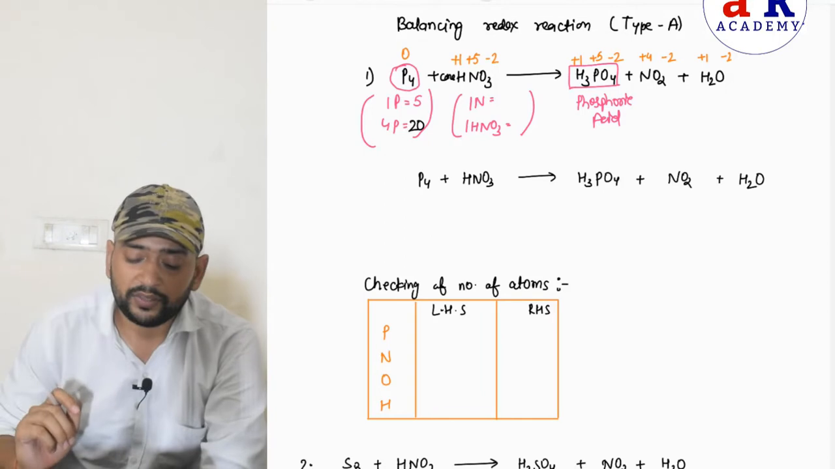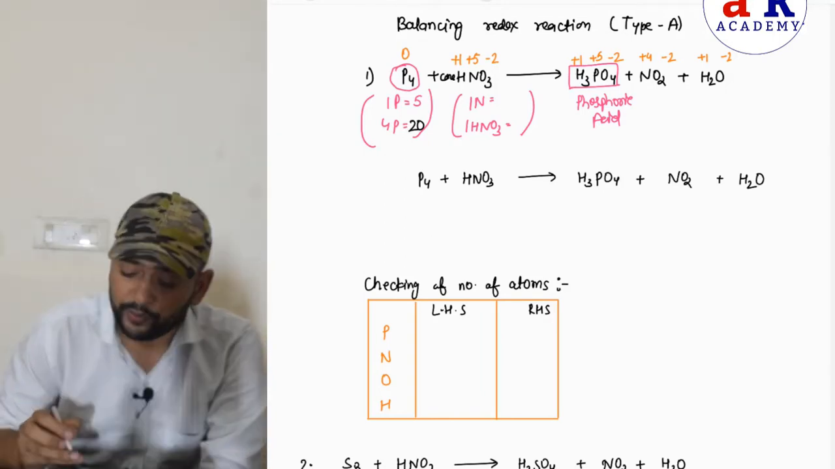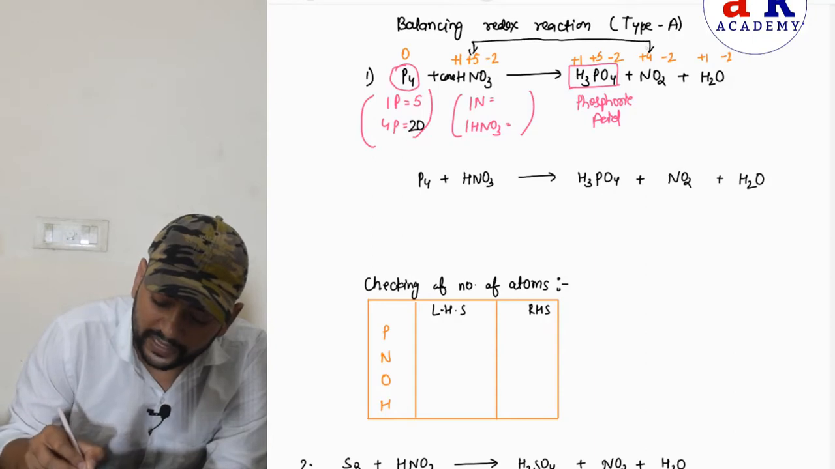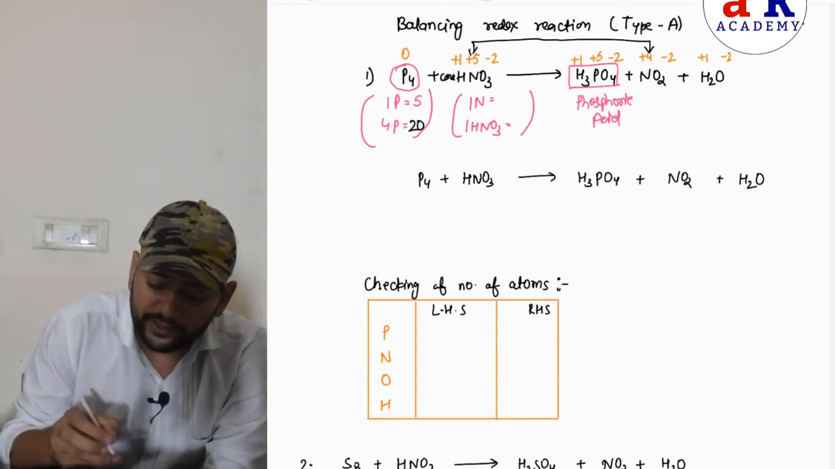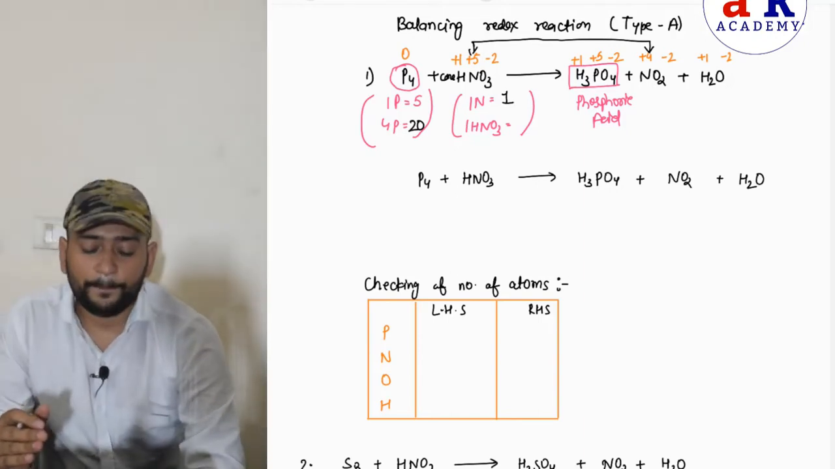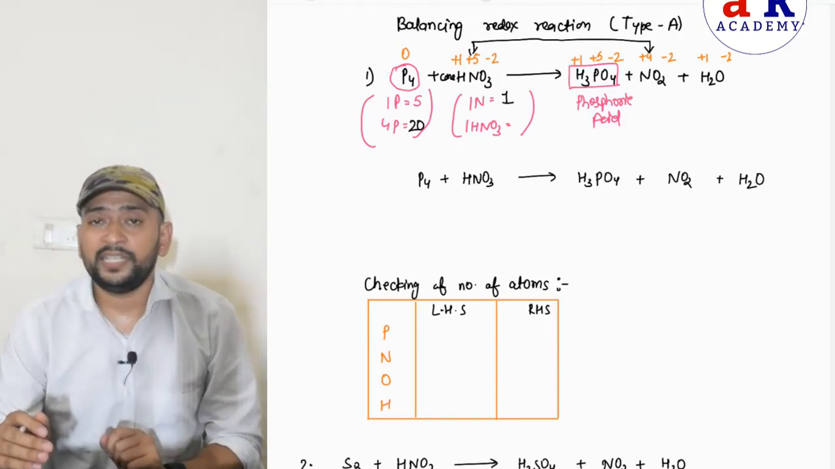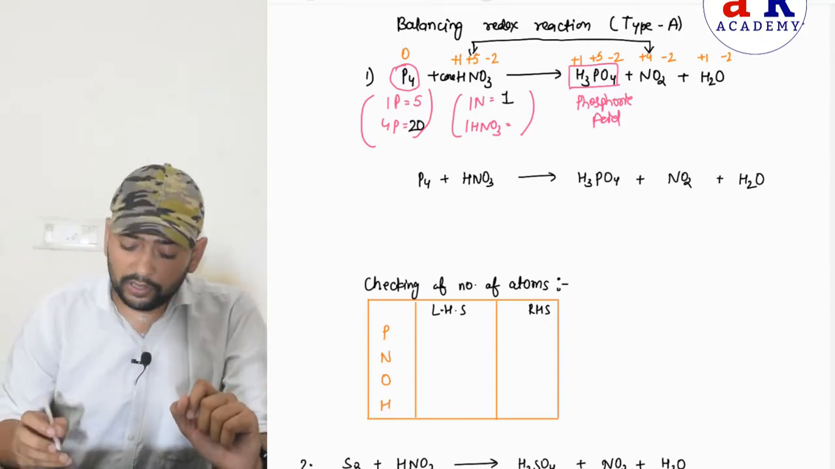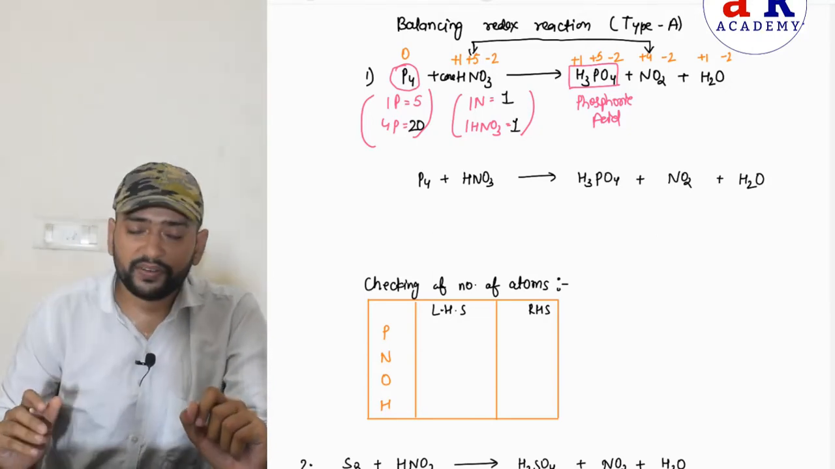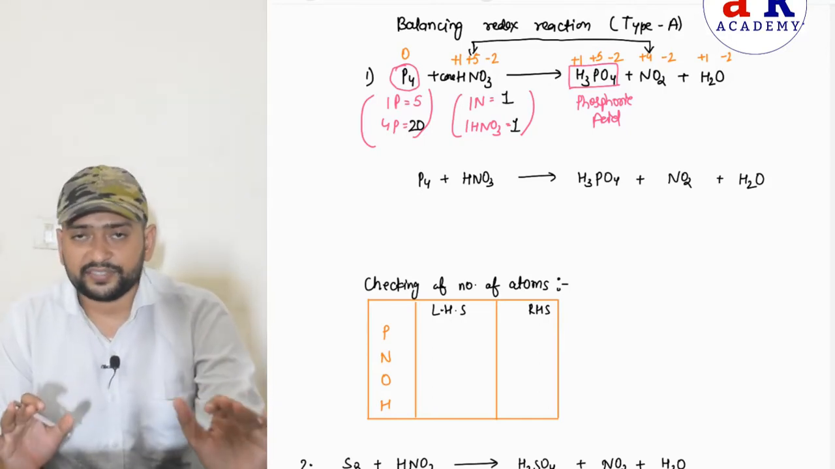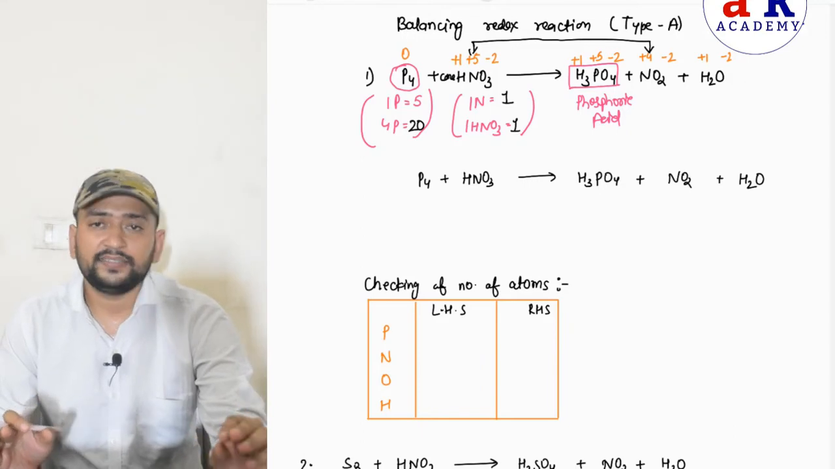For one nitrogen, you can observe that the oxidation state is changing from +5 to +4. So for one nitrogen, just one electron is getting exchanged. But for one HNO3, how many electrons will be exchanged? For one HNO3 molecule, a total of 1 electron will be exchanged. Now what you need to do? This is the first step, right? I hope up to this point it is clear to you.